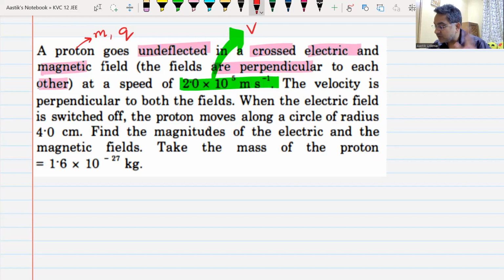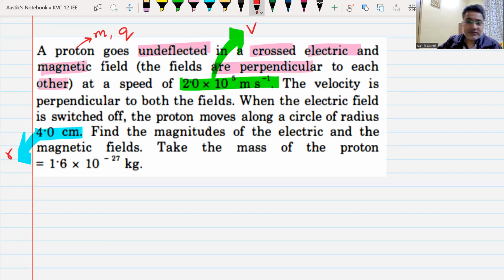When the electric field is switched off, the proton moves in a circle of radius. This radius can be taken as r. Find the magnitudes of the electric and magnetic fields. So your answer should come in terms of m, q, v, and r. Do we understand the question? I don't want you to get into the calculation part, that is useless. We understand this, yes or no?